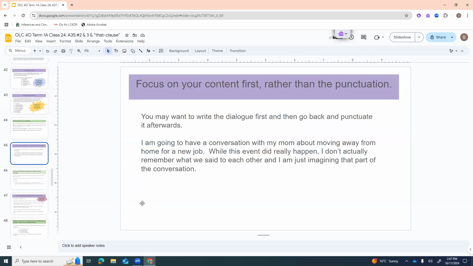Okay, you want to focus on the content first rather than the punctuation. I would say write the dialogue, write the conversation, and then you can go back and punctuate it afterwards. Now, if you feel like you've got a pretty strong sense of how to use quotation marks, go ahead and use them as you go along.